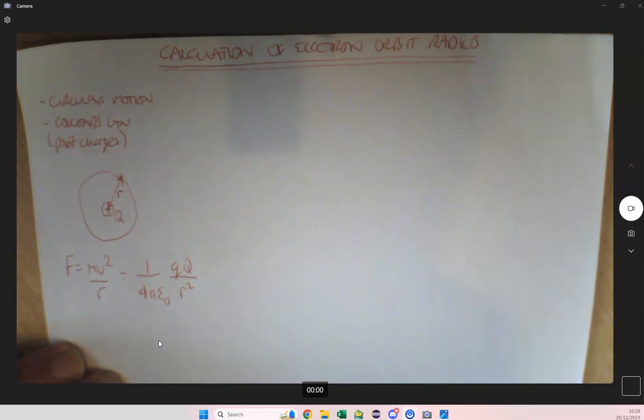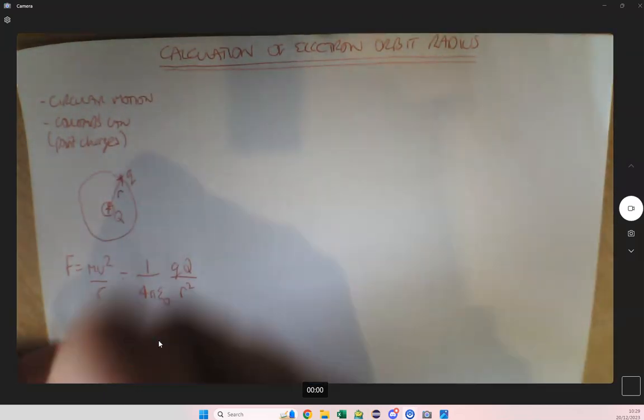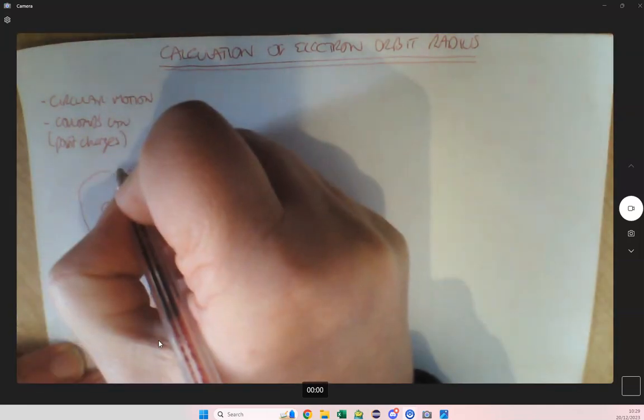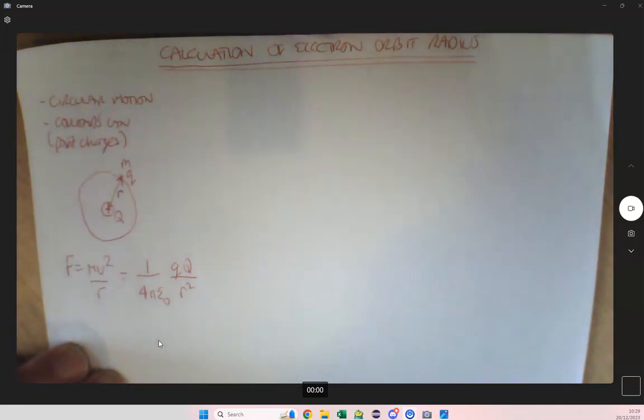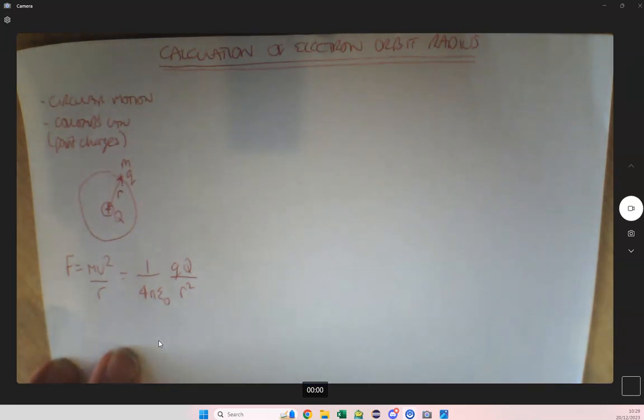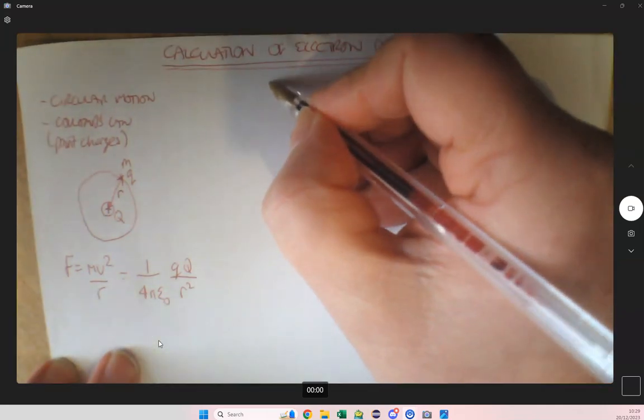To make this 100% clear, I'm going to use this as the big Q, the charge on the nucleus. This is the little q, the charge on the electron. And the mass we're talking about here is the mass of the thing in orbit, so the mass is actually the mass of the electron. Okay? So quite a standard A-level problem, equating the force to the circular motion. So that's our first chunk.